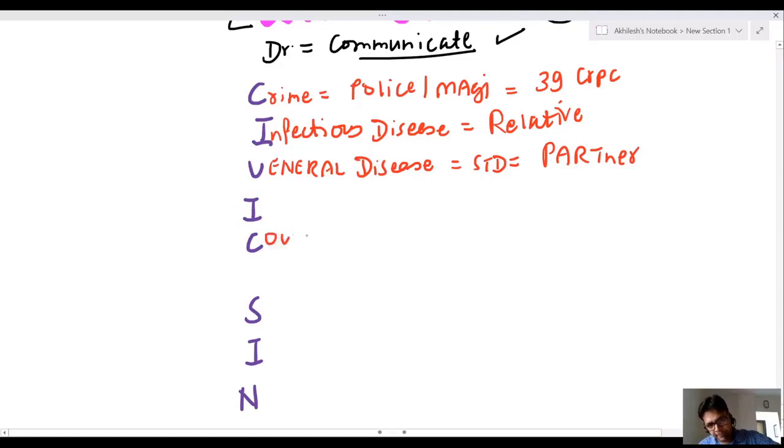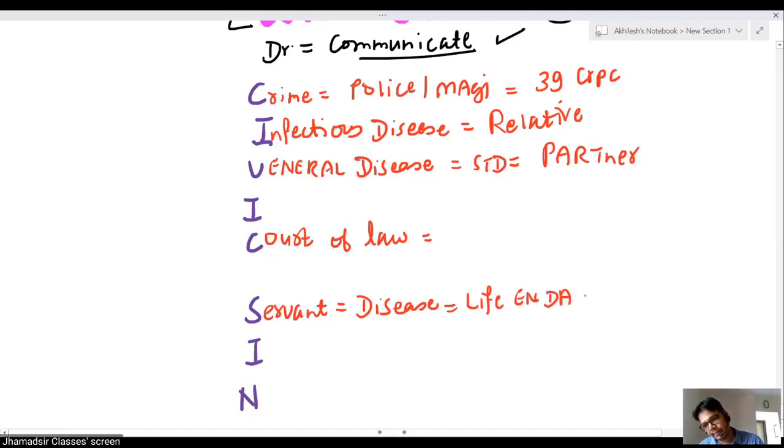Court of law. Sir, in a court of law, if a magistrate or judge asks any question, the doctor has to inform. Yes, the doctor has to inform. Servant: if a servant has a disease which is life endangering for others, it has to be informed to the employer.